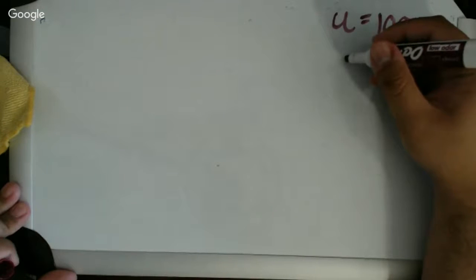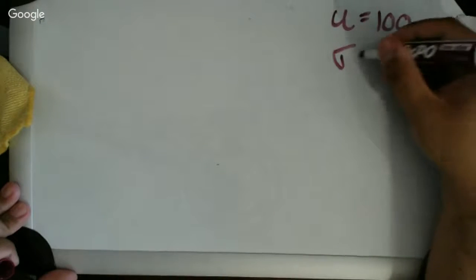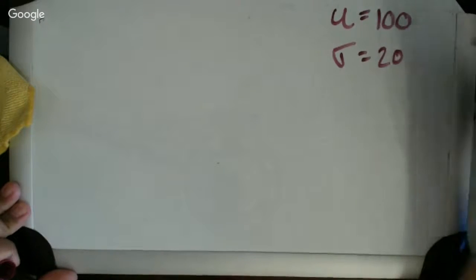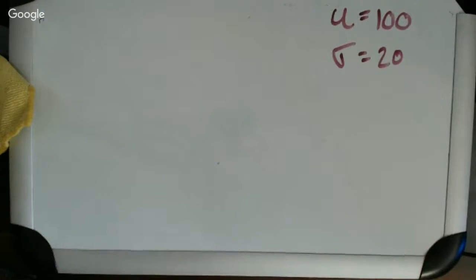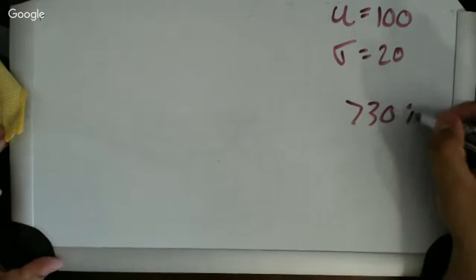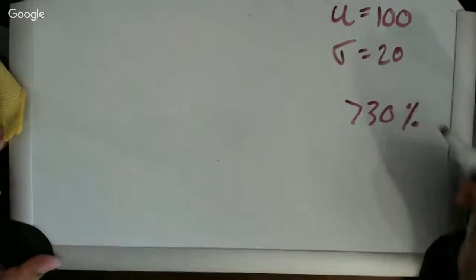Actually, can I do this? Okay, the standard deviation is 20. And I say, you got a score that was better than 30% of the population, right? So you are greater than 30% of the population. What score did you get?